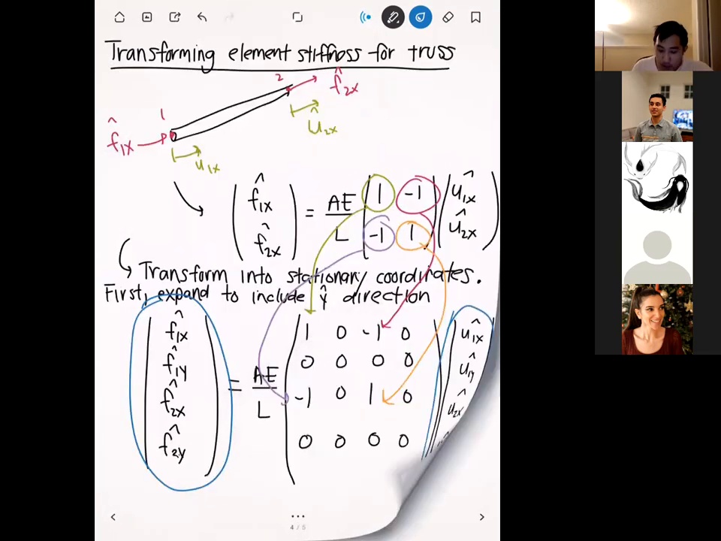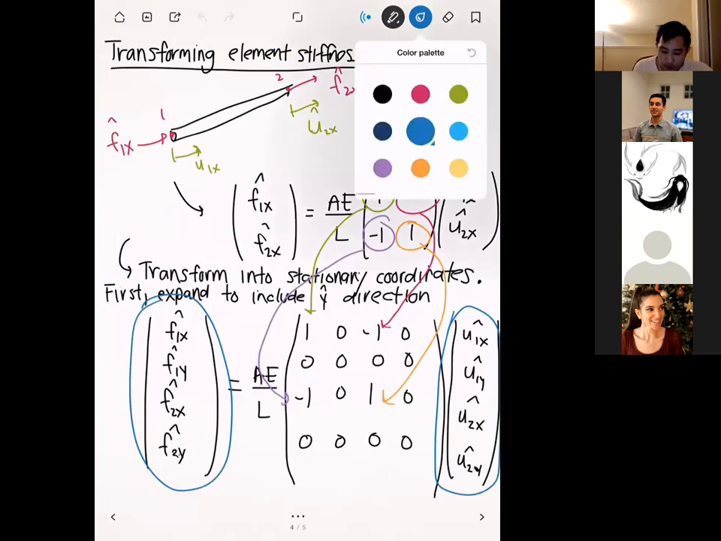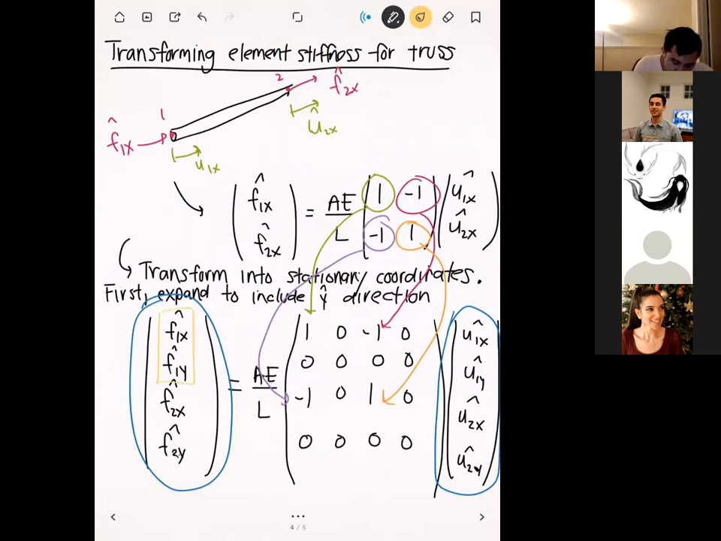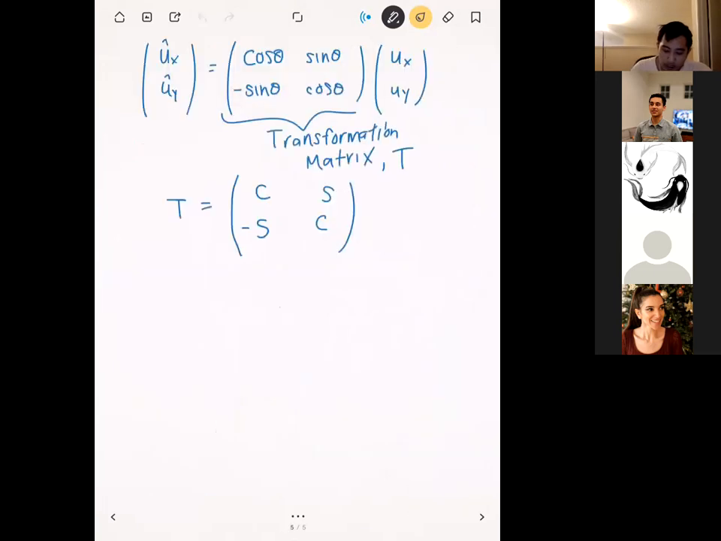Now let's apply this transformation matrix to our vectors on the previous page. You can see we actually need to apply it twice, because we have two sets of vectors here. We have the vector for node 1, and we also have the vector for node number 2. So we need to apply our transformation matrix twice. And this is how we're going to do it. Let's take the u vector first.